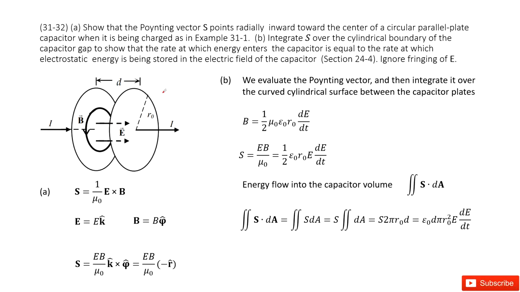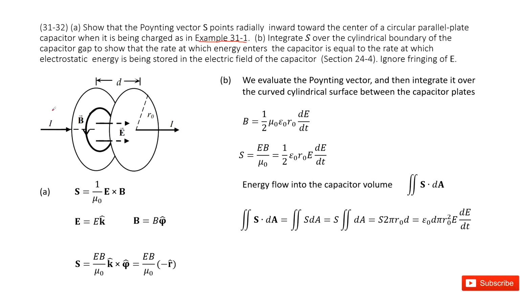Let's look at problem 32 in chapter 31. Chapter 31 is about Maxwell equations and electromagnetic waves. The first part tells us this is a follow-up to example 31.1, so we look at the description of example 1 and find this is a circular parallel plate capacitor.